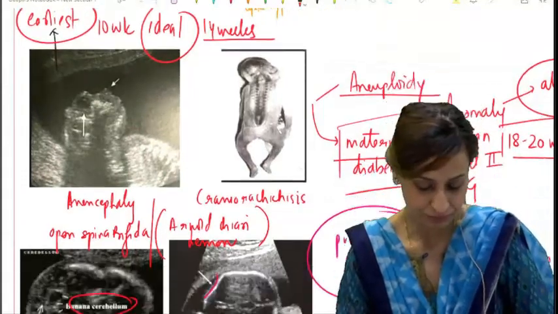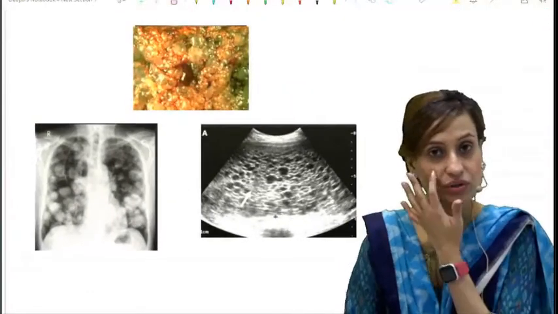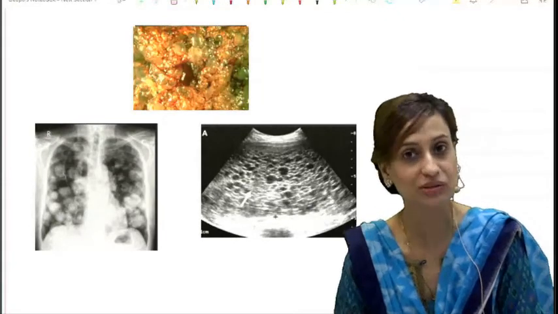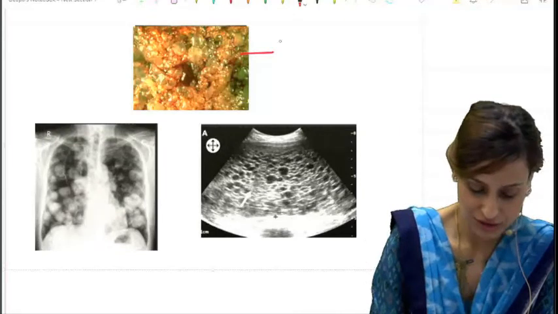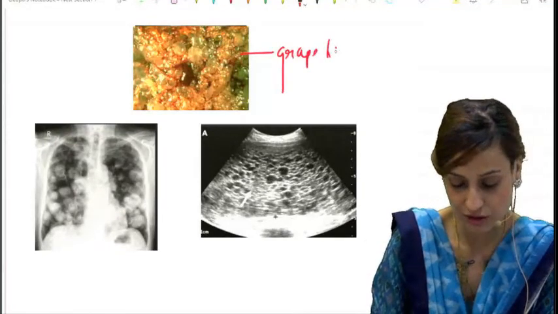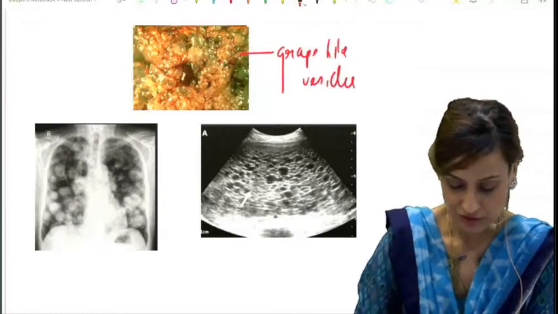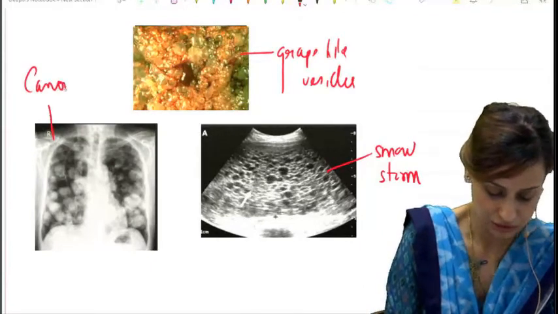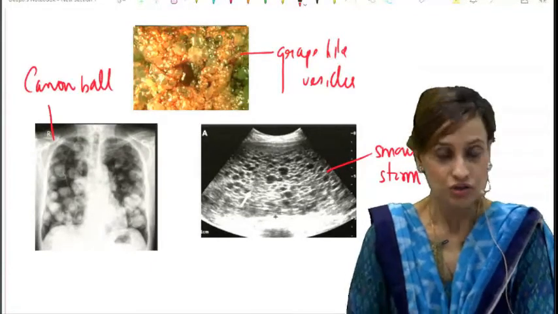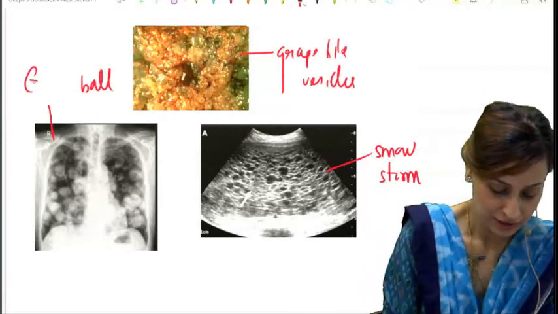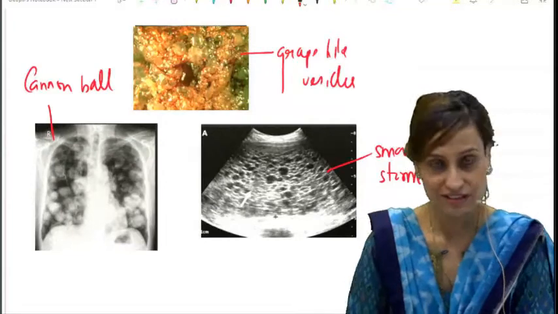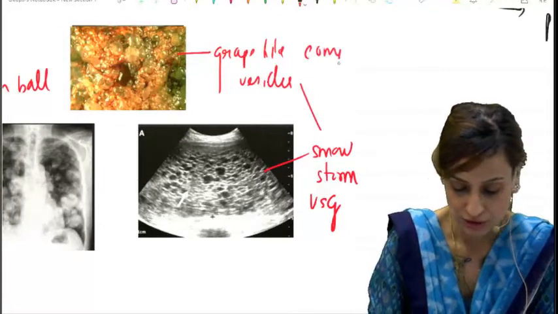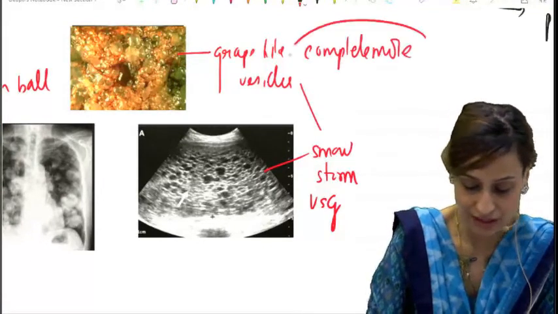The next set of things I want to discuss, which the central institutes, AIIMS and PGI, are very fond of asking, are things about molar pregnancy. This is the grape-like vesicles of molar, this is the snowstorm appearance, and this is the cannonball. Now remember this: grape-like vesicles as well as snowstorm appearance on ultrasound of the uterus are very characteristic of complete mole. These findings are characteristic of complete mole.